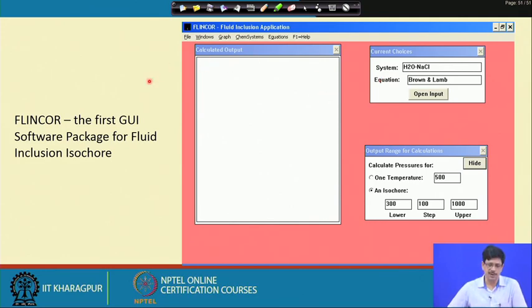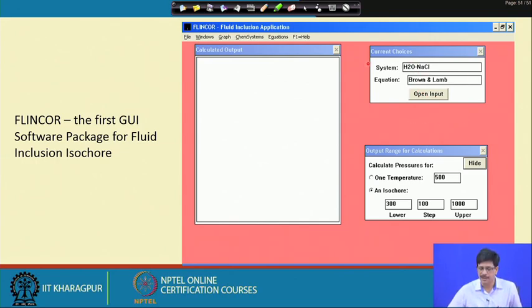So, this package was mainly targeted for isochore calculation. That is why it was named Flincor, for fluid inclusion isochore. It worked under a graphical user interface where there were windows, dialog boxes, and editable boxes that could appear, and people could give their input data and get the calculations done.